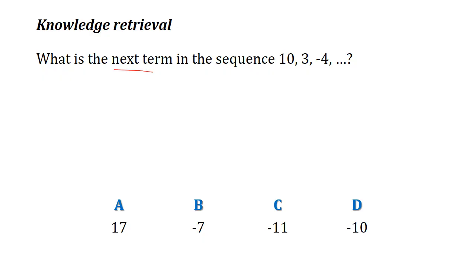Right, once again, the question's asking for the next term. This is a descending sequence. The sequence is going down by 7 every time. So to find the next term, we subtract 7 from -4, gets us C, -11.